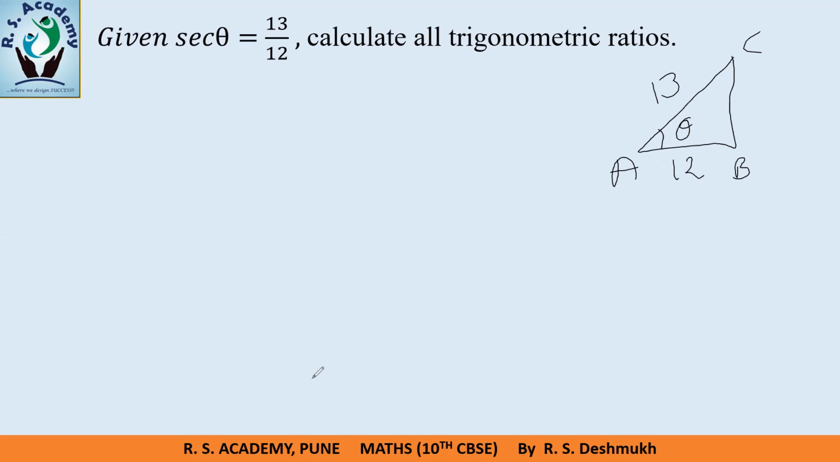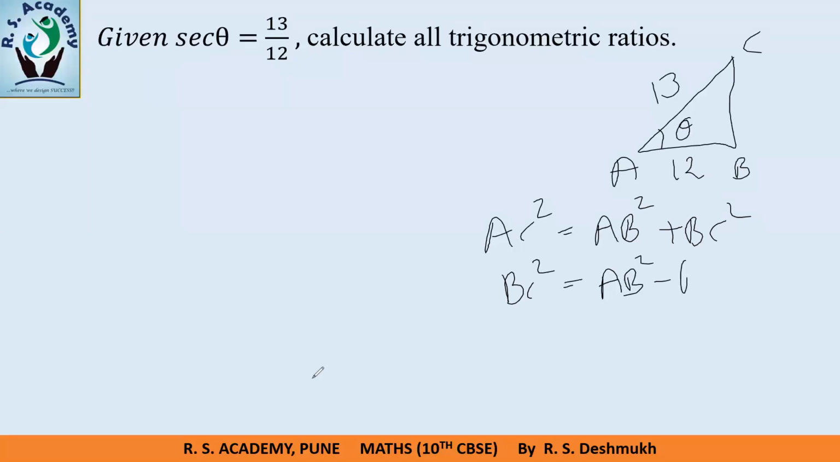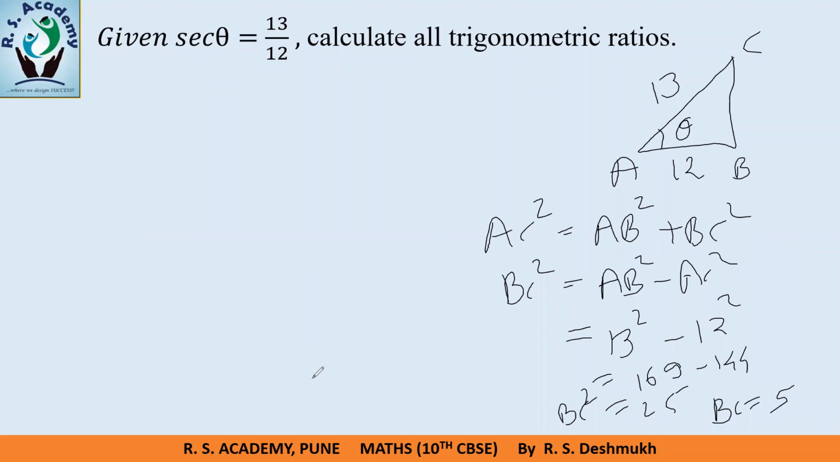The next thing is, we know that in a right angle triangle, AC square is equal to AB square plus BC square. Therefore, BC square is equal to AB square minus AC square. So it is 13 square minus 12 square, that is nothing but 169 minus 144, which is equal to 25. This is BC square, my dear friends. So BC is equal to 5.